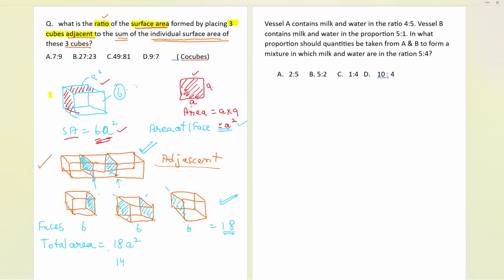Assume we are painting now. If we are painting, we are not able to paint the inside parts over here. Now therefore 14 are the total faces which are remaining outside. So that is our area when joined.